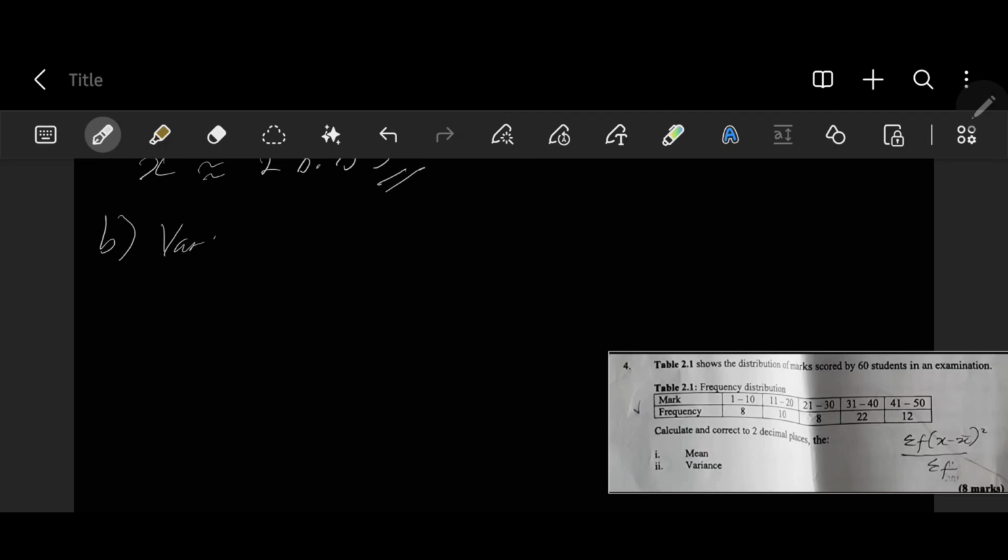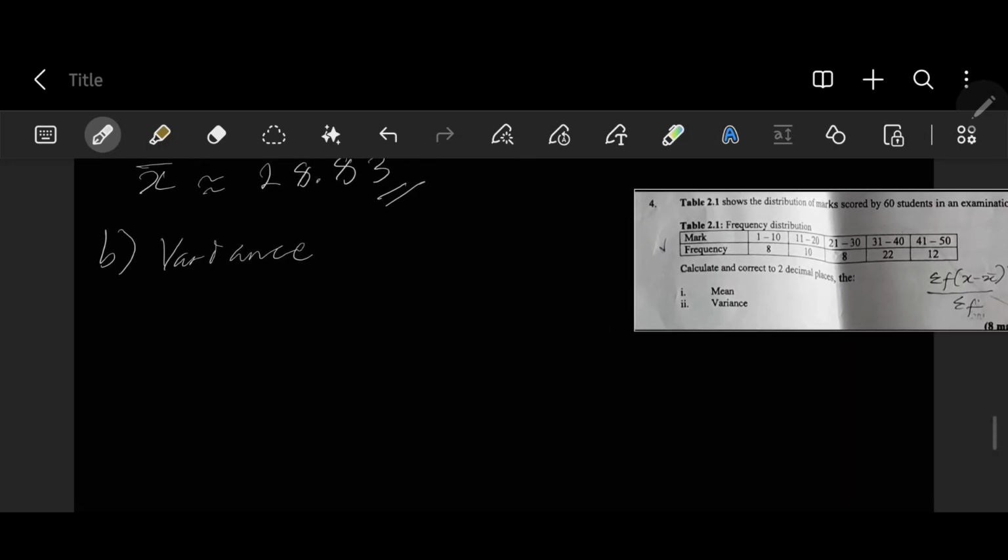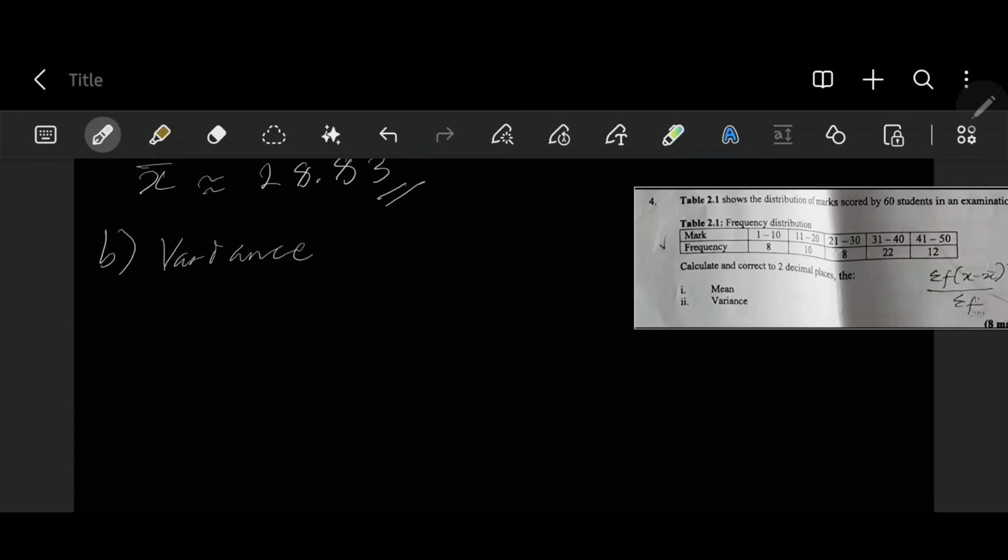It asks to find the variance. The variance just shows how spaced out the data is. So the variance is given by the summation of f times (x minus x bar) squared, divided by the summation of the frequency.